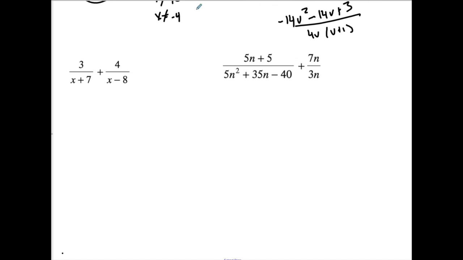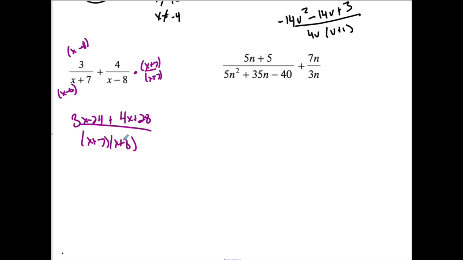All right, last couple, these are just ones. This one you're just going to have to multiply one by another. So x plus 7, x plus 7, x minus 8, x minus 8. So I've got 3x minus 24 plus 4x plus 28 over x plus 7, x plus 8. So that's 7x plus 4 over x plus 7, x plus 8. Excluded values: x is not equal to negative 7 or 8.